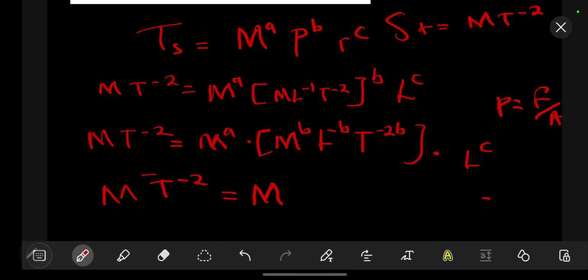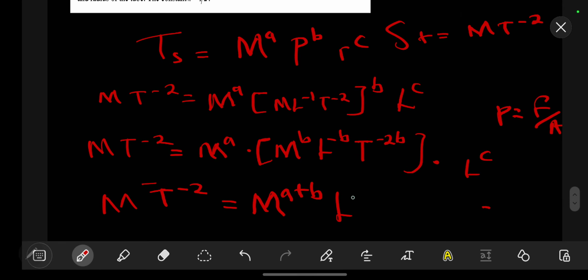Take one M, add the power, so it will be a plus b. Then finally for L, you are multiplying L to the power negative b times L to the power c, so it will be negative b plus c. Then we have T to the power of negative 2b.